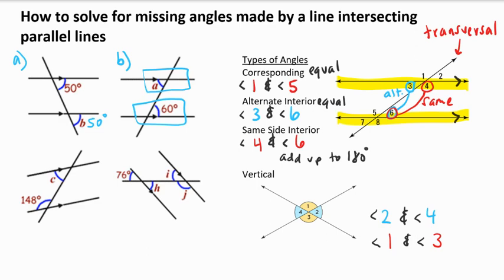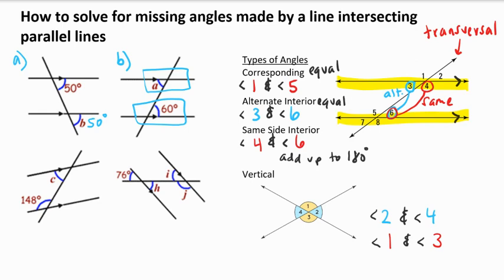And I can already see these are not corresponding because angle A is in the bottom left and angle 60 is in the upper right. So they're not corresponding. Let's check if they're alternate interiors. So yes, they're in between these parallel lines, and then they're on different sides. So these would be alternate interior. And we know those are equal, so A would also equal 60.